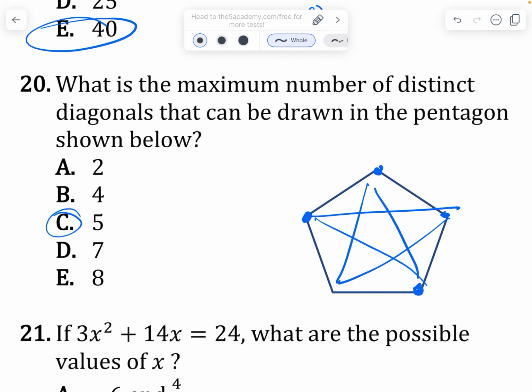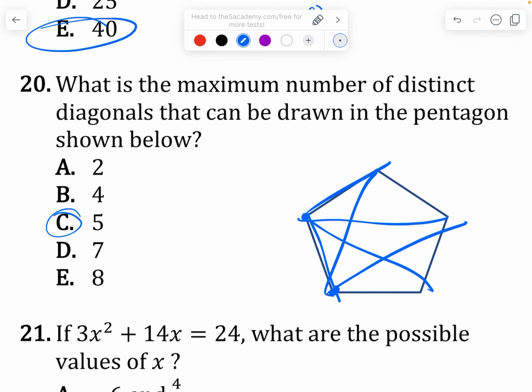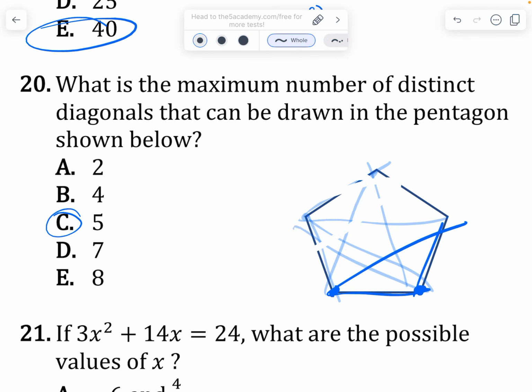Now you might think, okay, what if I can't tell if the problem is telling me to also include these diagonals here, like 1, 2, 3, 4, and then 1, 2, 3. That's at 7. Now we're at 8, 9, 10. It's not even an answer option past 8, so you know you're not including those.